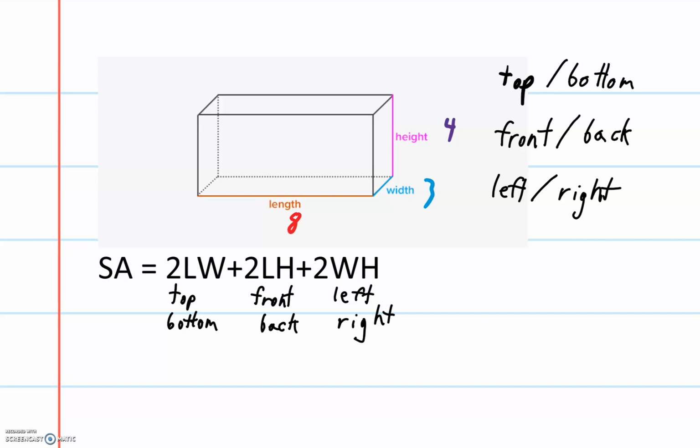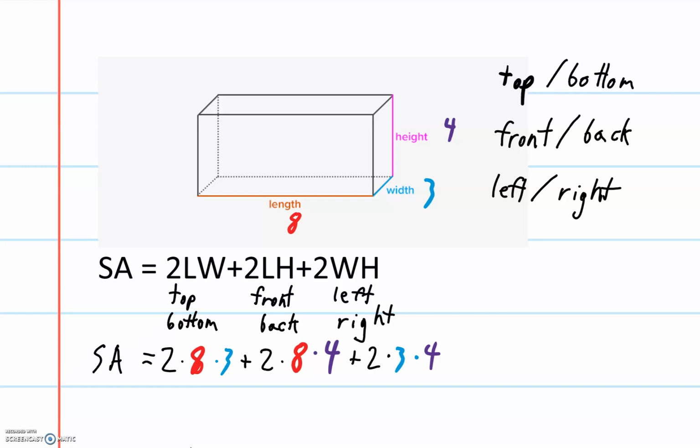So all we have to do is plug in some numbers and we will get our answer. Surface area is what we're looking for, and we have 2 times our length, which is 8, times our width, which is 3, plus 2 times our length again, which is 8, times our height, which is 4, plus 2 times our width, which is 3, times our height, which is 4. So now we have a big long equation that we have to calculate.